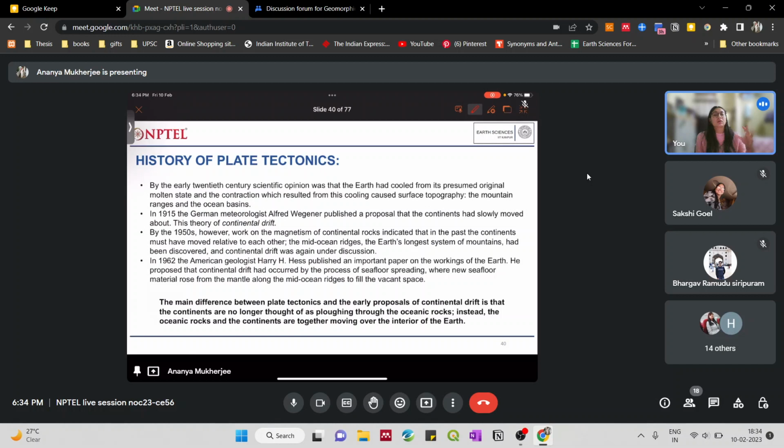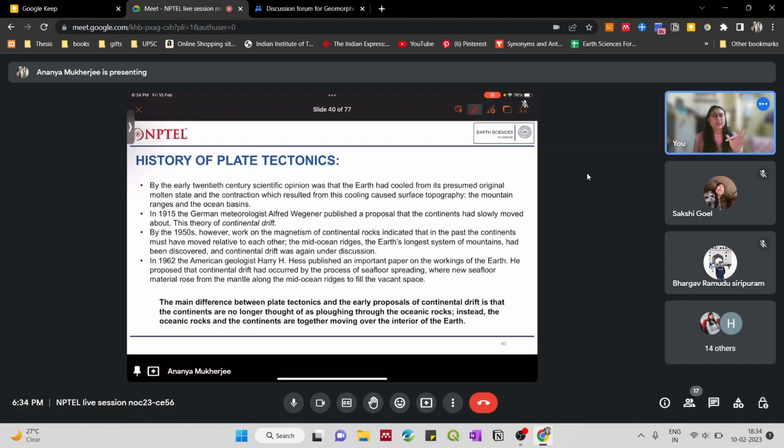By the early 20th century, the scientific opinion was that the earth had cooled from its original state of being a molten body, and the contraction resulted in the density differences that we find in the different layers. That's why the denser material, the earth's core, is in the middle, then you have the slightly less dense mantle, and then the lighter crust. So this was established in the early 20th century.